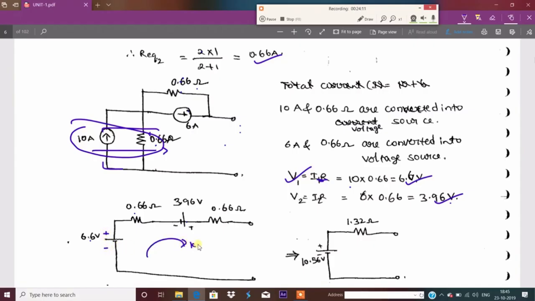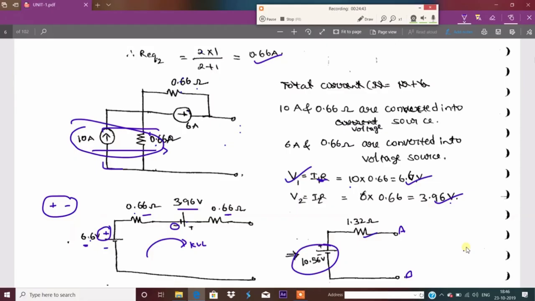Once you are applying KVL, actually KVL is the next topic. Just apply common sense here. This is a positive terminal, this is a negative terminal. Whenever positive and negative terminals are present, the potentials are added. So this is 6.6, this is 3.96. Both are added, that is equal to 10.56. These two are in series, right? So both are added, 1.32. This is the solution to the first problem.